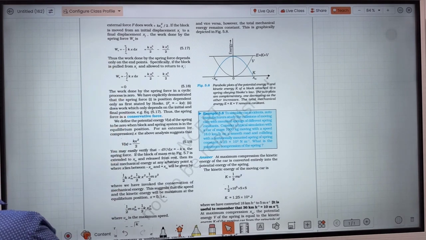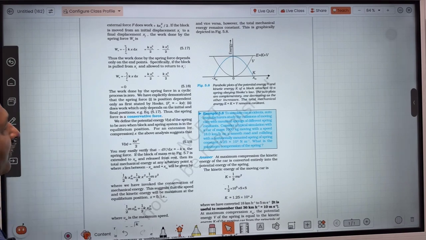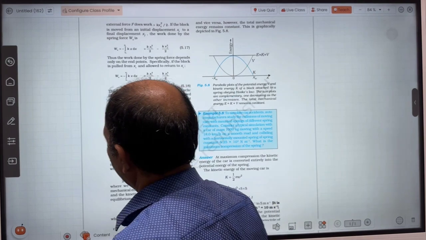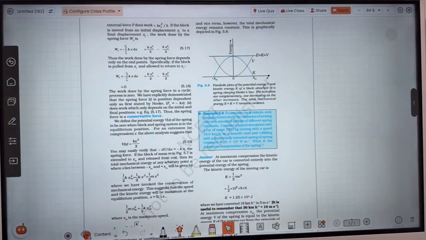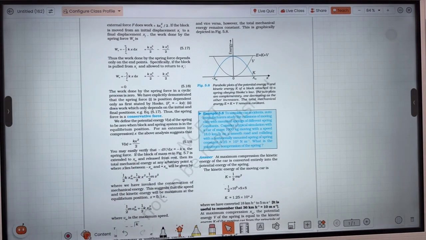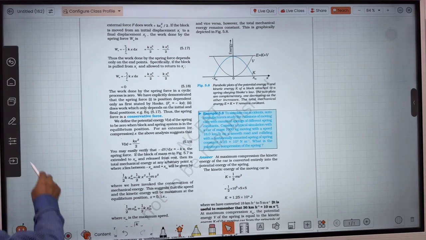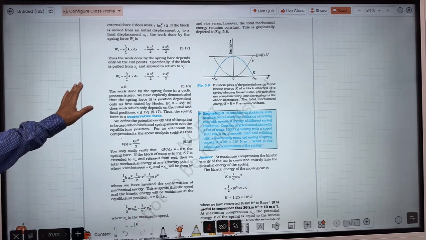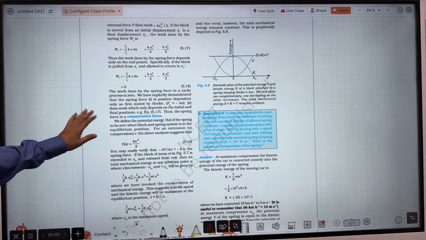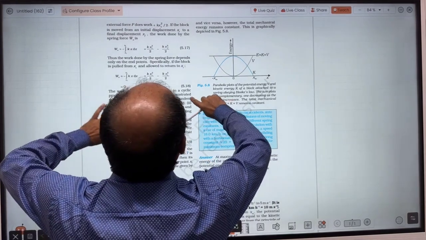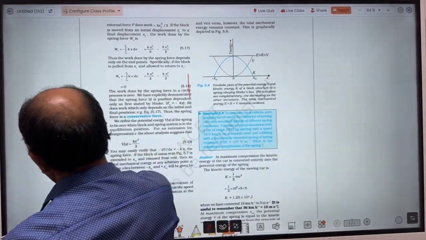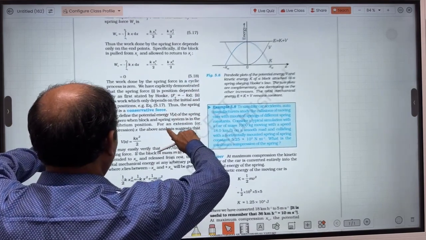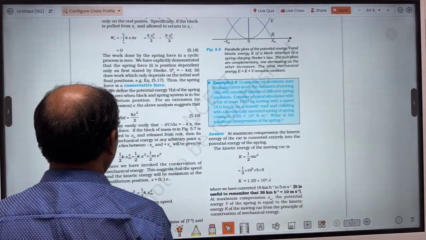Here it is shown that if you pull the spring up to a certain distance and then release it, it will go back to its original position. So the total work done in that case will be 0. In the two positions the work will be of different nature, so it gets cancelled. So the spring force is path independent and it is a conservative force. Later on I will tell you these things in detail.